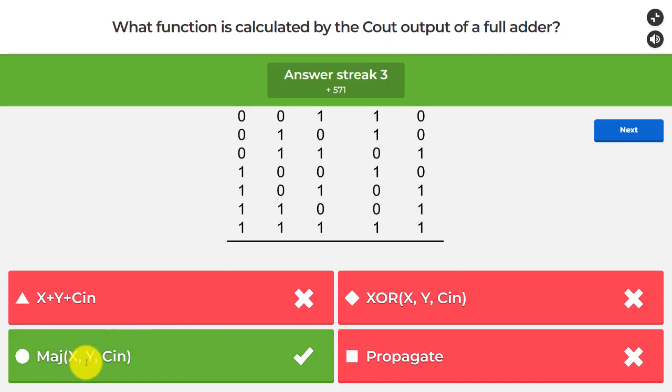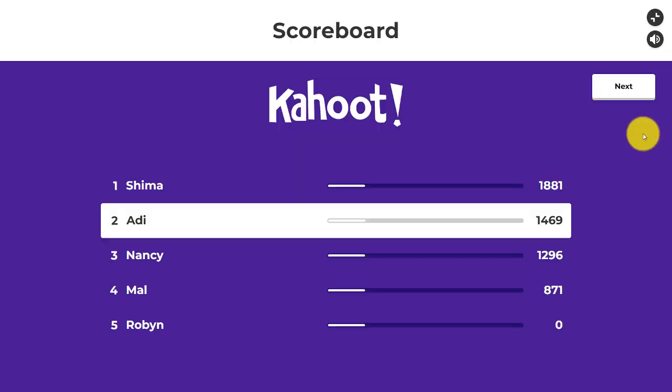Of course, the answer for what the C out is, is majority of X, Y, and C in, but we discussed a lot more about it.